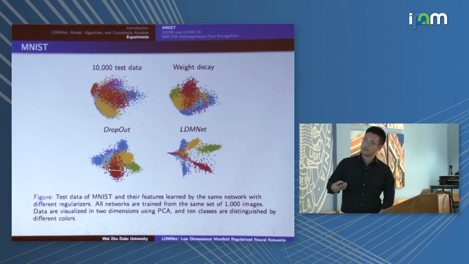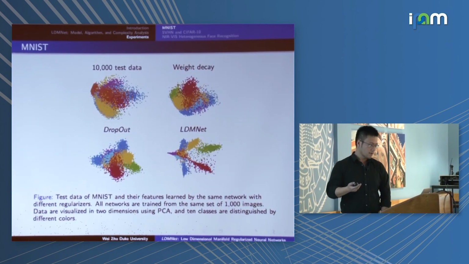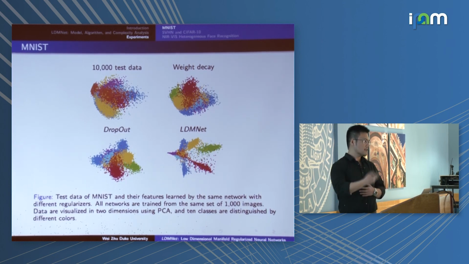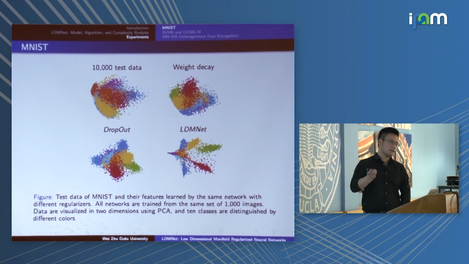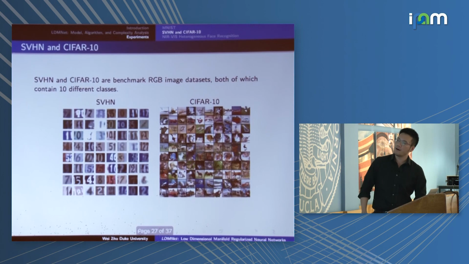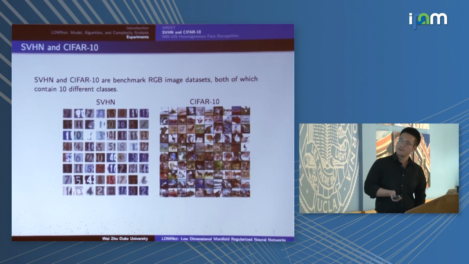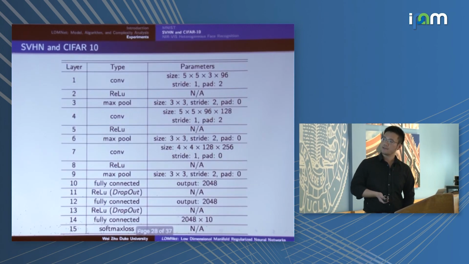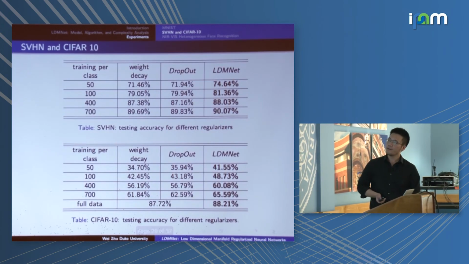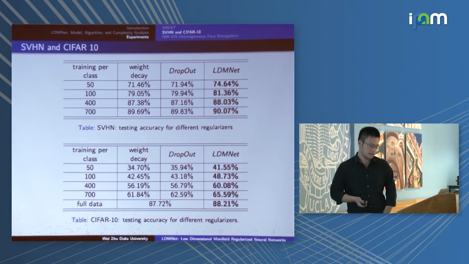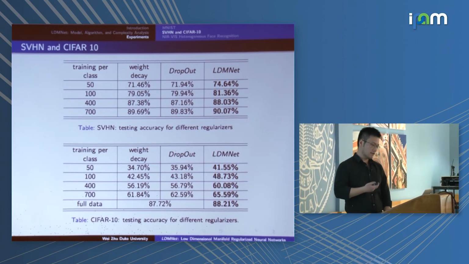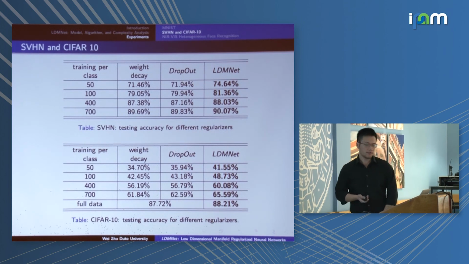You've seen this picture before. The reason why it works so well is that it extracts features that lie on low-dimensional manifolds, so they are easier to distinguish by any high-level feature extractor, by any softmax layer, basically. We also have some results on SVHN and CIFAR-10, still using a very simple network structure, and again the result is much better than using simple weight decay and dropout.